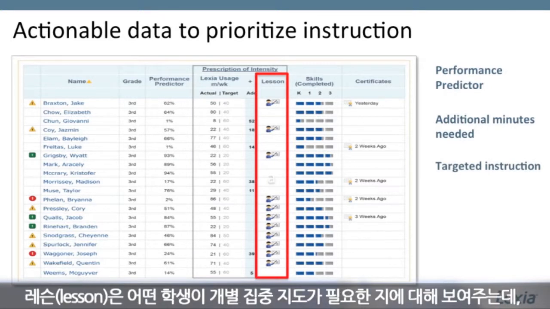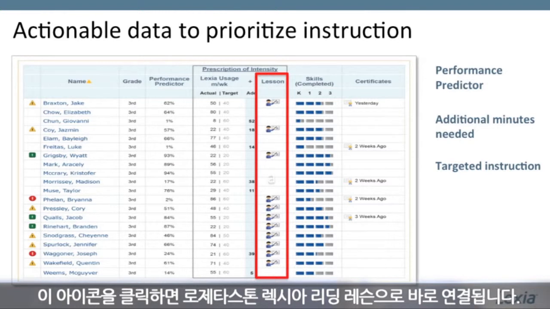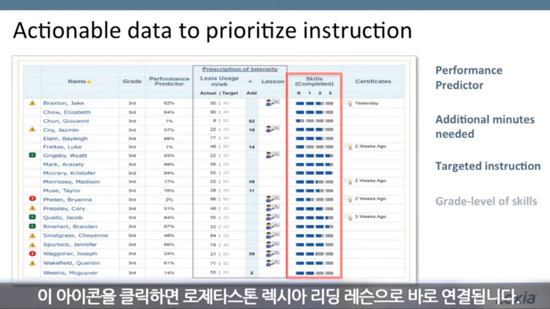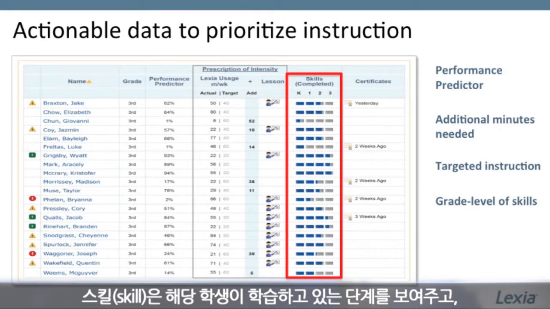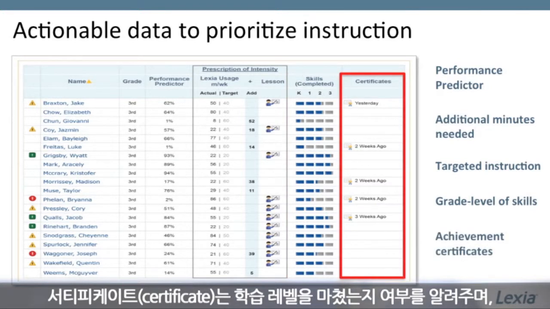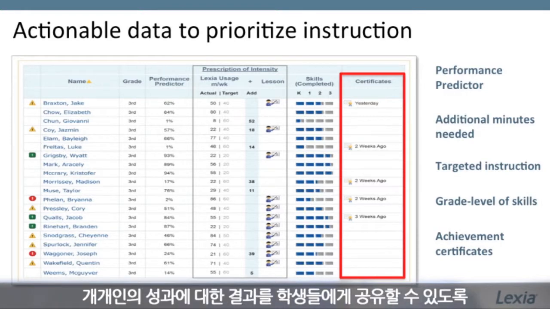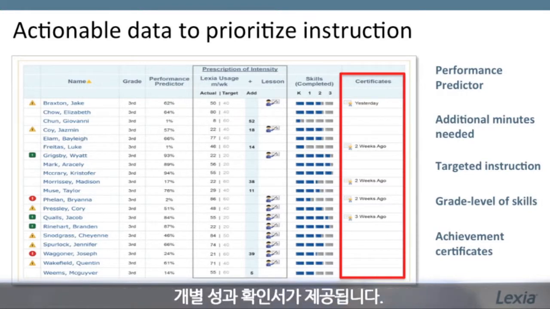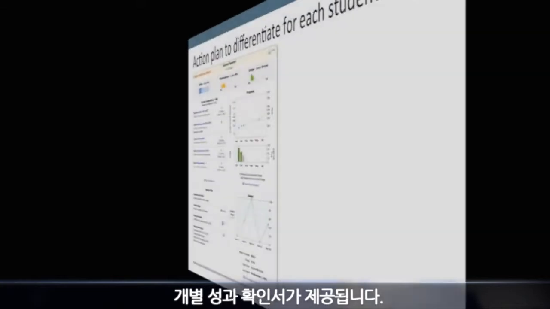The Lessons column shows which students need targeted instruction and provides a direct link to the Lexia lesson by clicking on the icon. The Skills column shows the grade level of material each student is working on. And the Certificates column shows which students have finished a level on the program and have a customized certificate of achievement ready for the teacher to share with them.